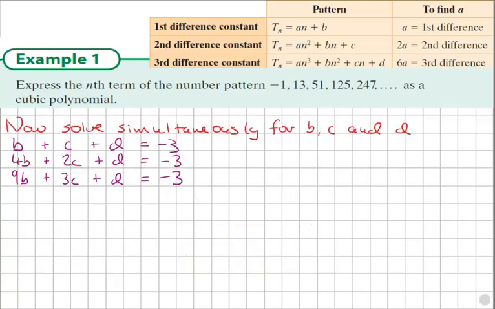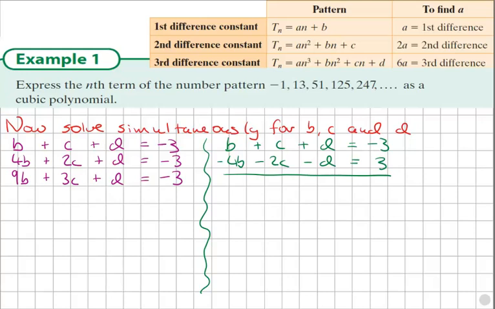So now we have 3 equations in terms of b, c, and d. We already know the a, we worked that out at the start. So we need to solve simultaneously. So we take 2 of the equations, it doesn't matter which 2. I'm just going with the first 2. I'm changing the signs of everything in the second equation so that my d's will cancel. So I'm left with -3b minus c is equal to 0.